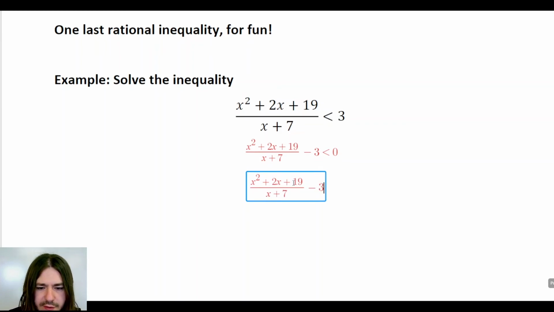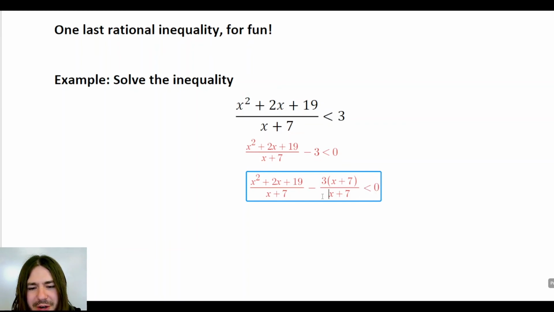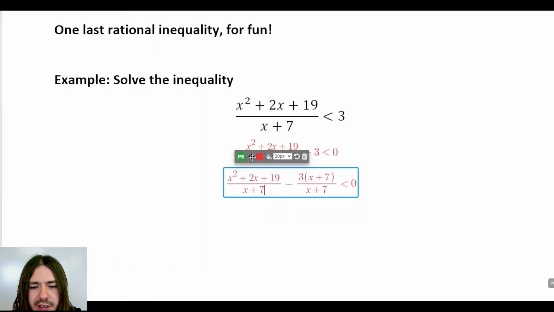So -3 times x plus 7 over x plus 7. Now I'm going to go ahead and distribute that 3 so that when I combine these I can move straight to combining like terms. So basically I'm going to rewrite this as 3x plus 21.